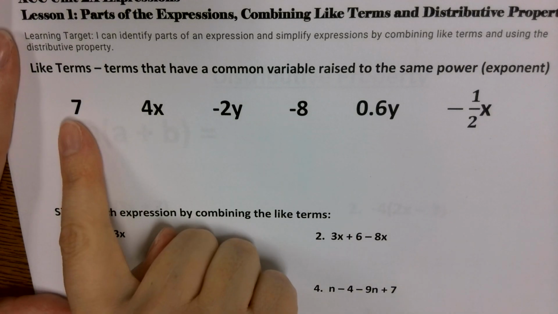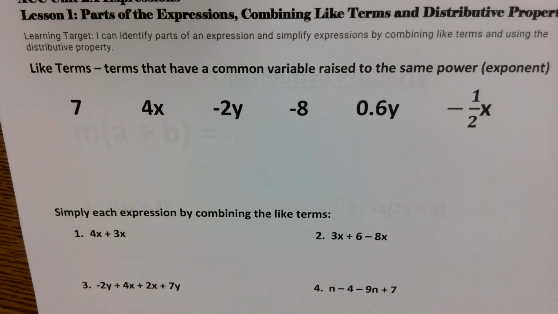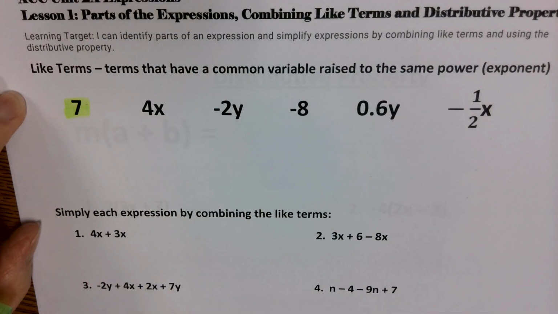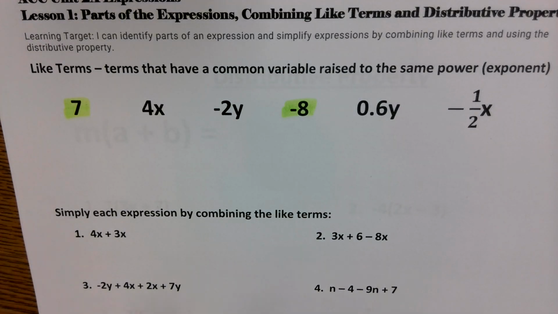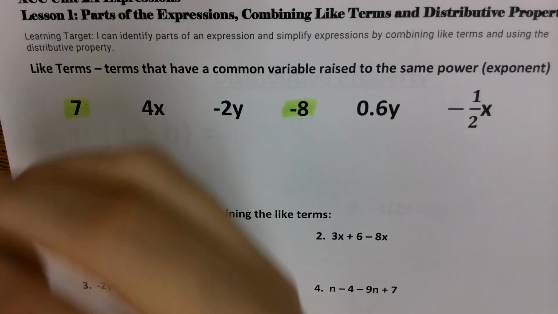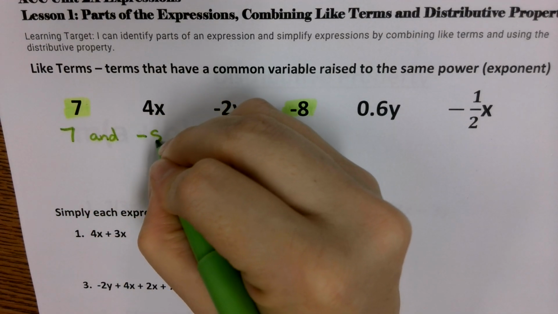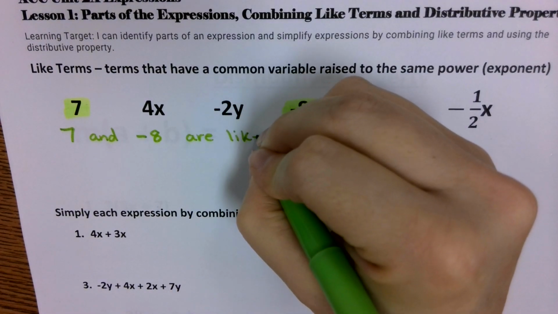So for example, with my like terms here, I know that I have several constants. I can combine 7 together, and I can combine negative 8 together. The reason I can combine them together is because they are both constants. So 7 and negative 8 are like terms.